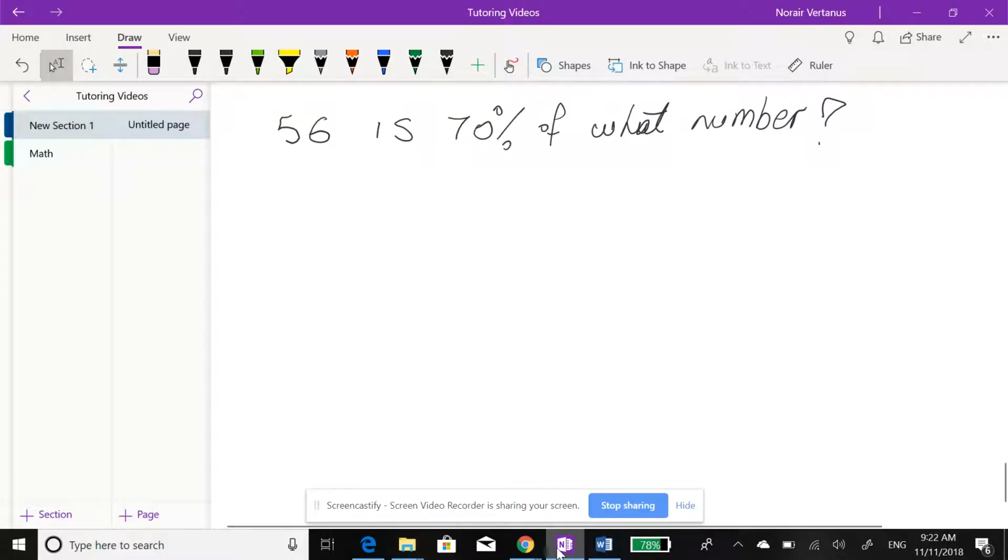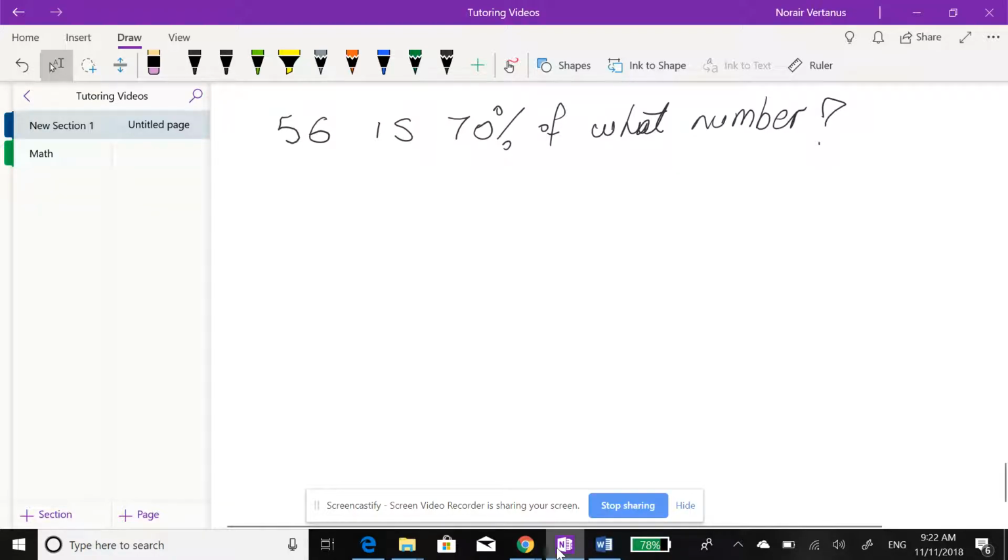All right, dear, I have another question for you. 56 is 70% of what number? And there's a method introduced. It's called the part to whole method, and most of the time it's required that way. So I'm going to explain that here.